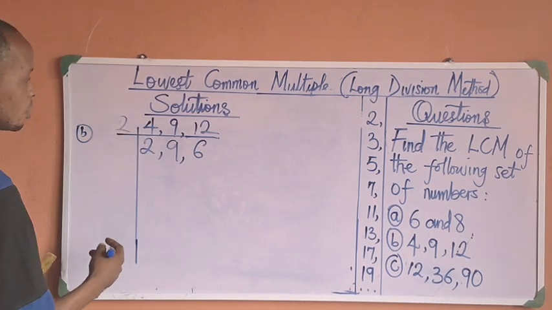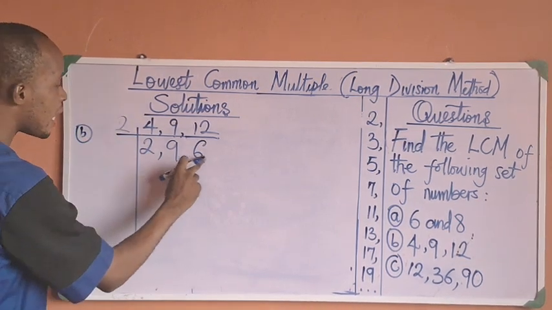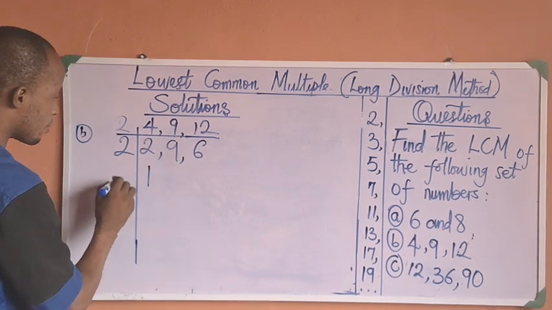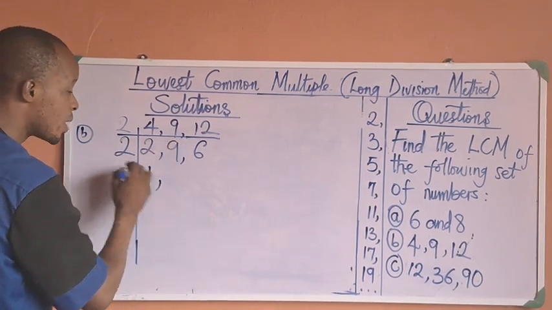Okay, the next division, will 2 still divide any of the results? Yes. 2 will divide 2 1 time. 2 will not divide 9 without a remainder.